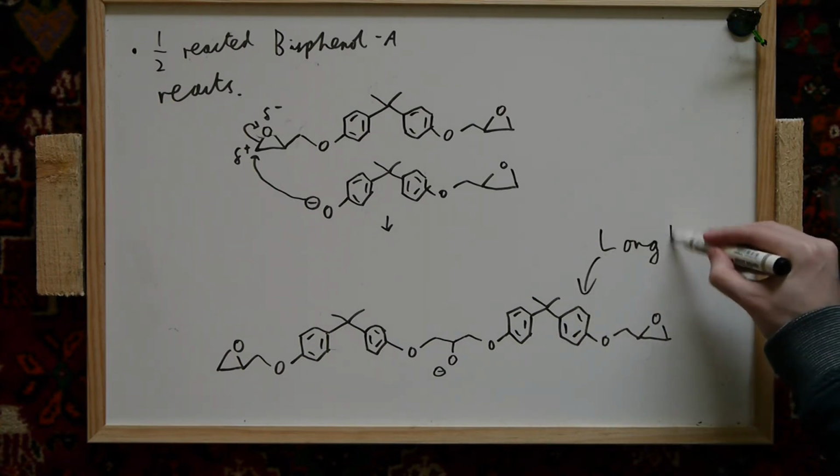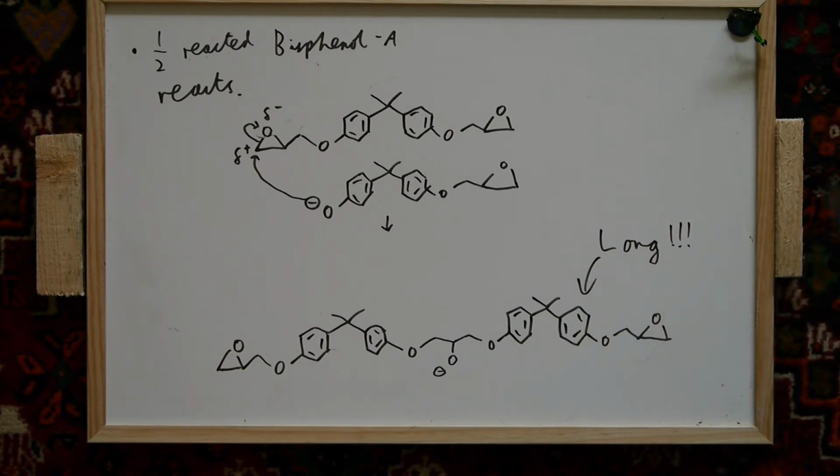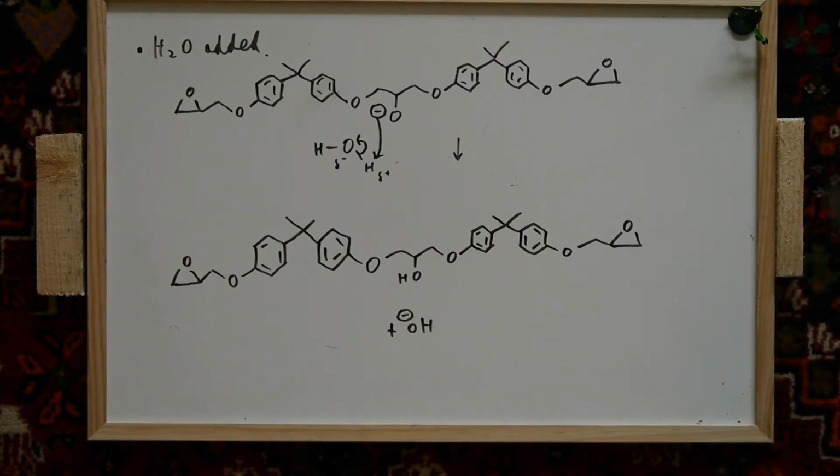This will attack the epoxide group and add onto it, producing a chain, a very long chain at that. To stabilise the negative oxygen, we add water so it attacks and steals the hydrogen, leaving us with a hydroxy group and a hydroxide ion.